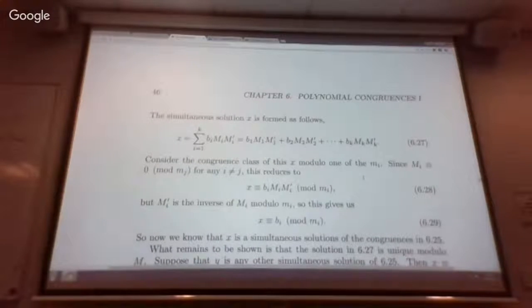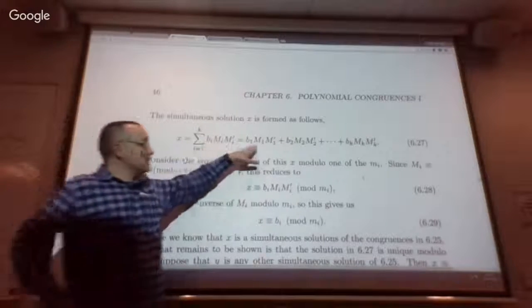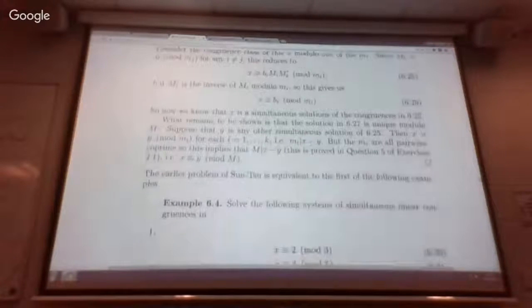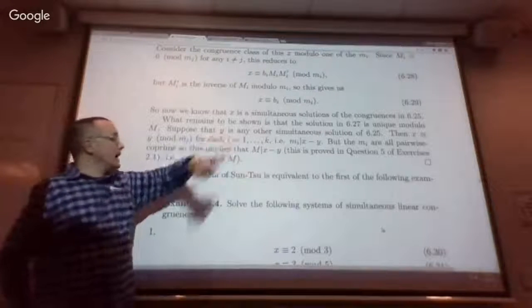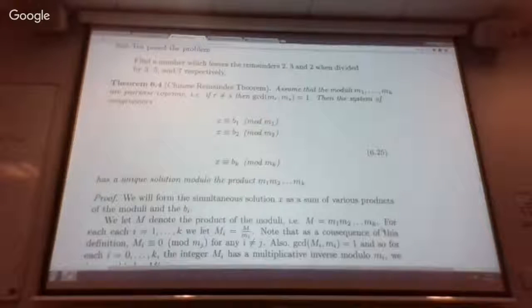And exactly the same argument works when you consider it modulo any of the little mi. So that establishes that there are simultaneous solutions to those set of congruences. The last part is just to show that the solution is unique. This is the typical way to show uniqueness. You've already established that solutions exist. Now you suppose that you've got another solution. So suppose y is another integer solution to this set of congruences.